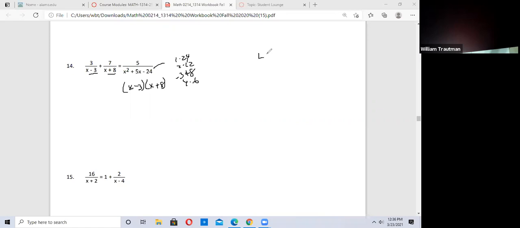So we have to find the LCD. Let me erase all this other stuff.